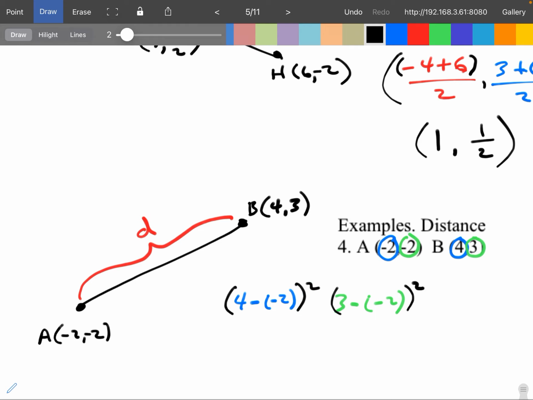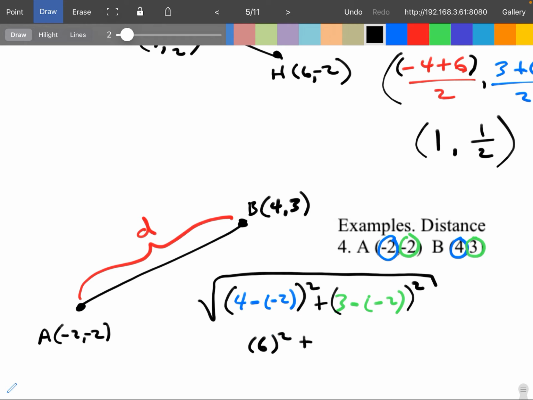-2 and 3. And really, the order that I do it doesn't matter. And then from there, what do I do with both of those things? You square them. I square them, good. So now we're going to square both of those. And then what? You add them together. Good. And then what? You take the square root. Perfect.